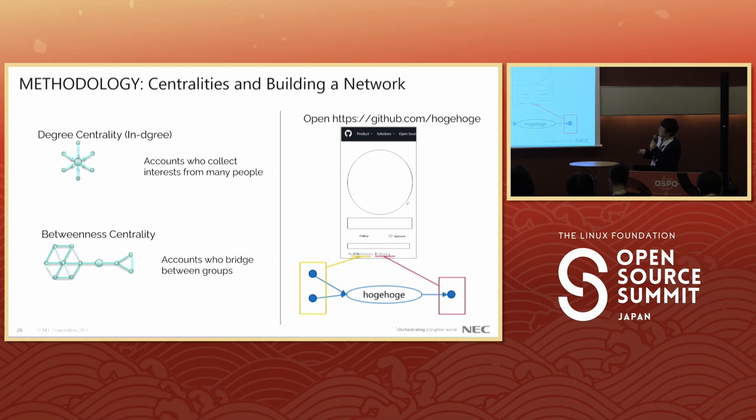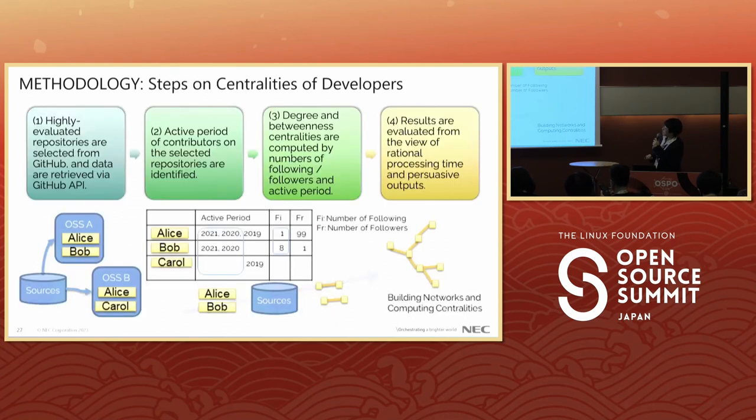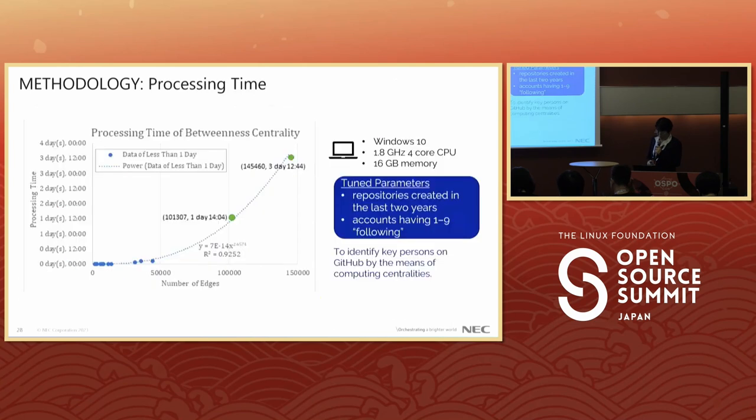Meanwhile, a higher betweenness centrality means a bridge between groups. This is the methodology. This analysis uses centrality after building a network. The network consists of following and followers. In the computing of this analysis, the more data there are, the longer the time is required. Therefore, I wanted conditions to reduce the amount of data.